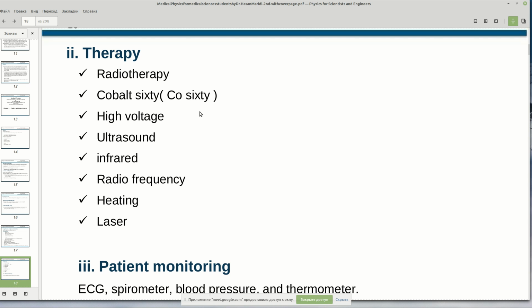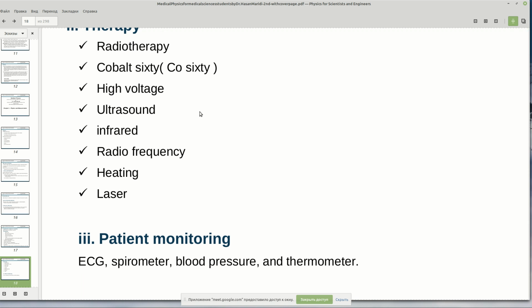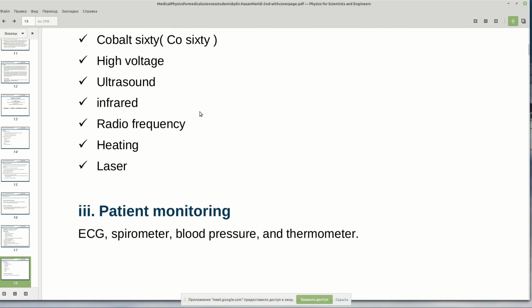Radio frequency therapy, heating therapy, and laser therapy to destroy something, problems with the skin, for example, papillomas, another kind of problems with the epithelium of the skin. Patient monitoring could be ECG, spirometer, breathing.